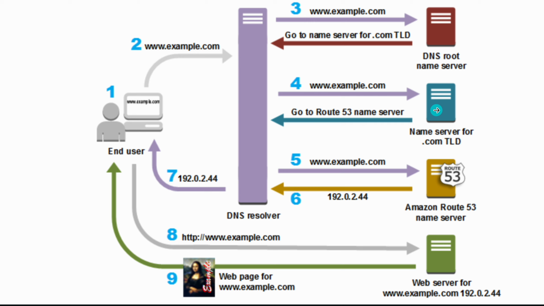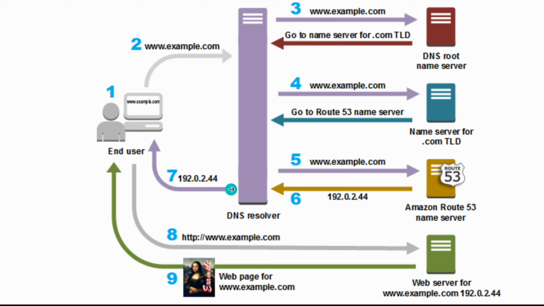Now it will look into the name server. First it will go to the root server and then to the name server on the DNS server, right? Then again the request will come to this Amazon Route 53 server, and this will respond with the IP address of the website, right?